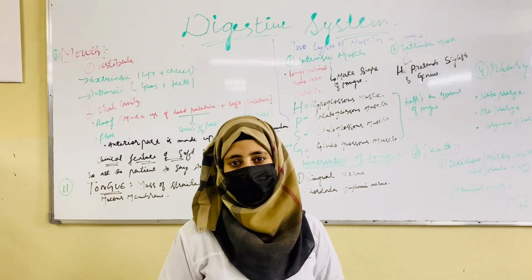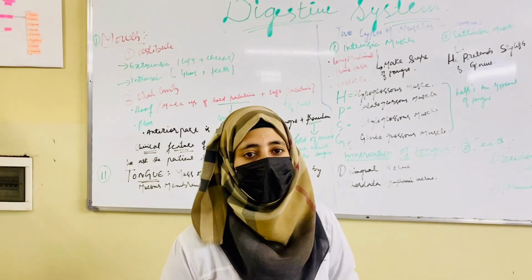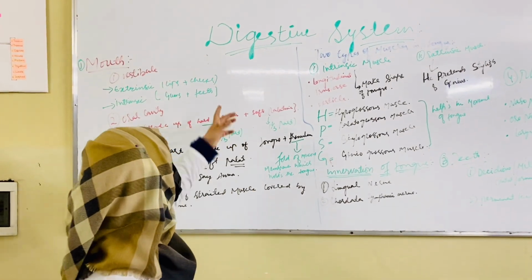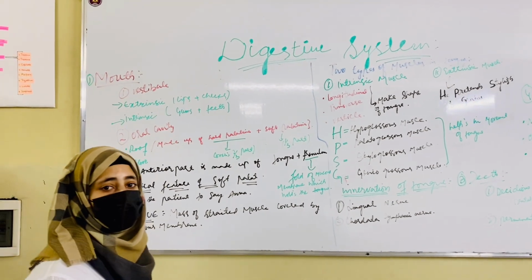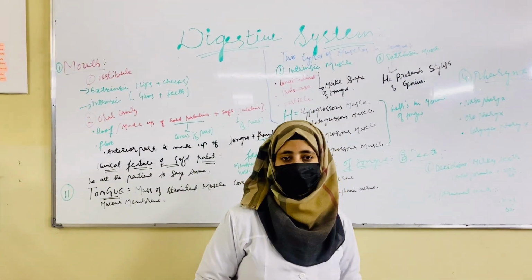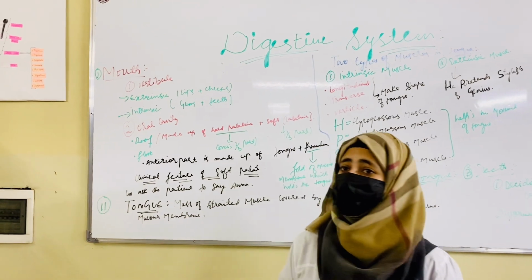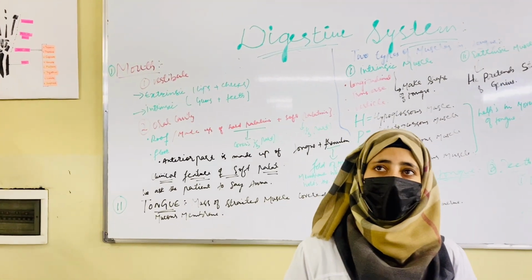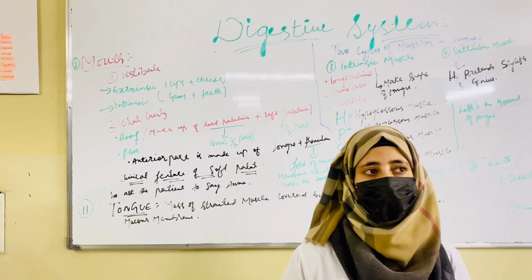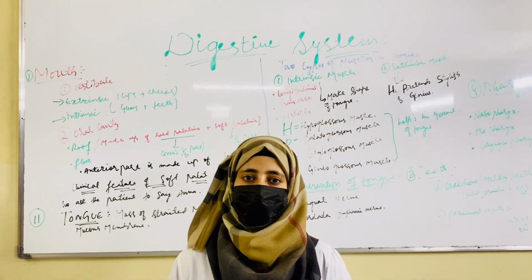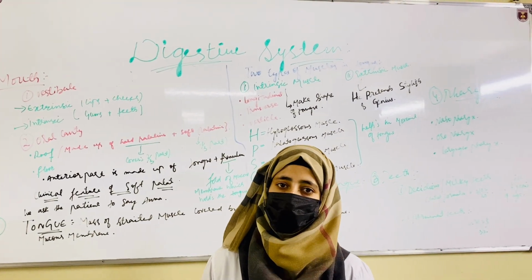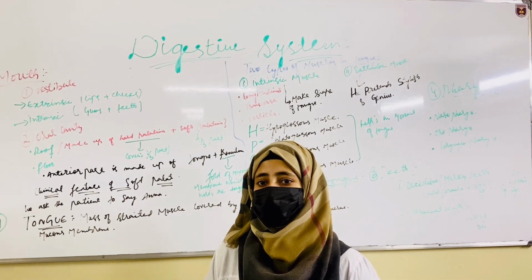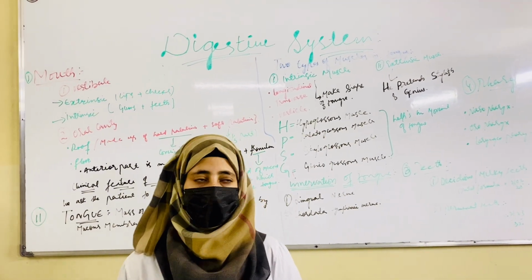I am a first year student of International Medical University. Today the topic of my presentation is digestive system. As we know, we have various parts of digestive system. It starts from the mouth. After that we have tongue, teeth, pharynx, liver, gallbladder, pancreas, large intestine, small intestine, and lastly we have rectum and anus.